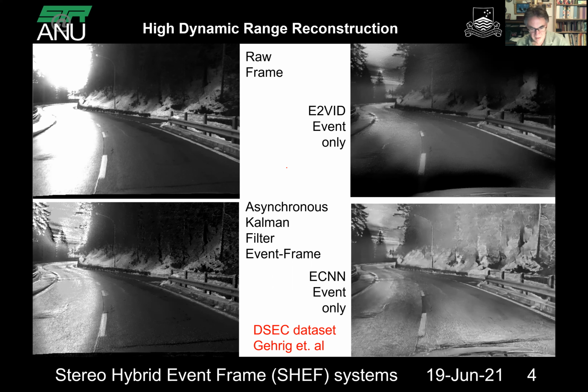Some of the things to pick out is the quality of the light pole, which is actually partly really due to the quality of the frame-based information there, because you can see here in the event information that light pole is not so well picked out, although it is visible in the ECNN. And then things like the texture in the road that we're able to pick out, which is clearly washed out in the image, so that's coming purely from the events.